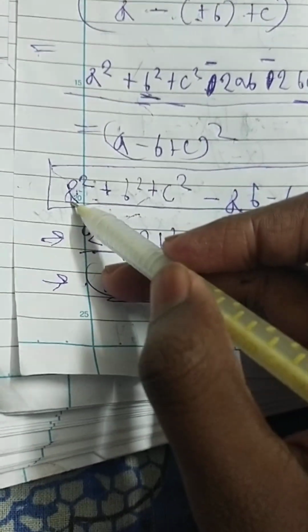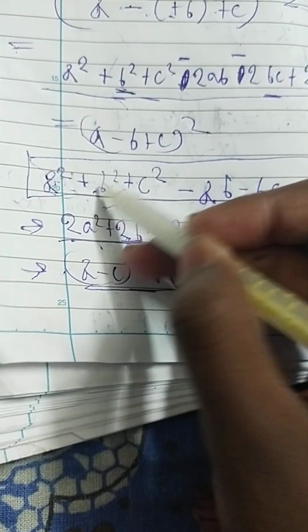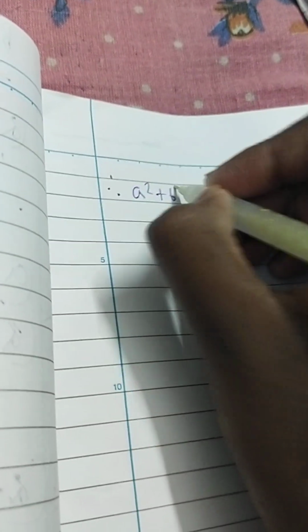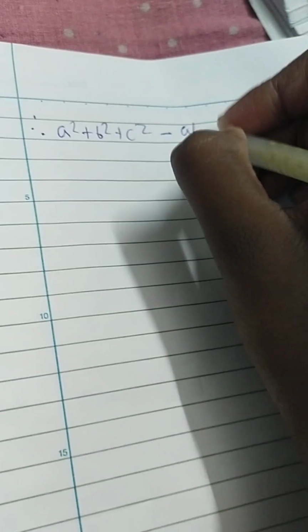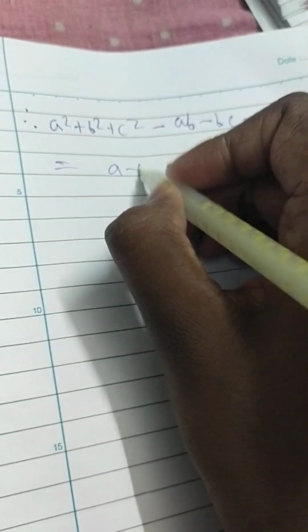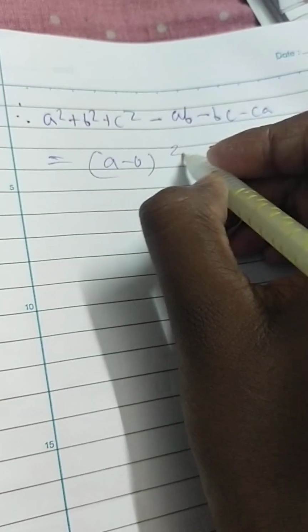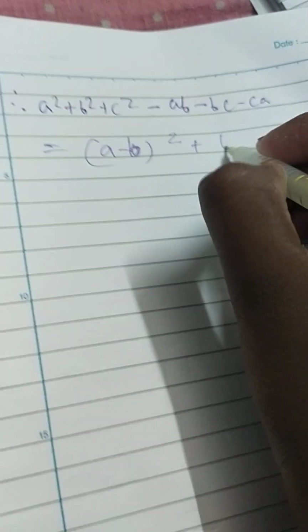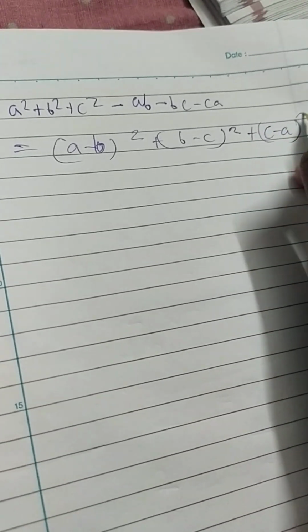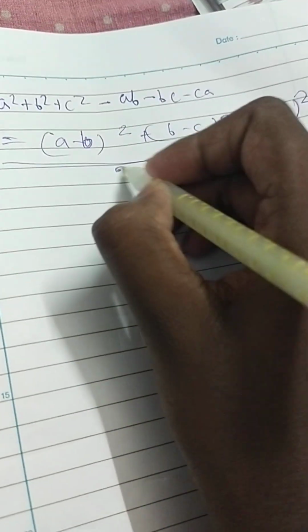So it becomes (a minus b) whole square plus (b minus c) whole square plus (c minus a) whole square divided by 2 equals a square plus b square plus c square minus ab minus bc minus ac. Therefore, we can conclude a square plus b square plus c square minus ab minus bc minus ca equals (a minus b) whole square plus (b minus c) whole square plus (c minus a) whole square divided by 2.